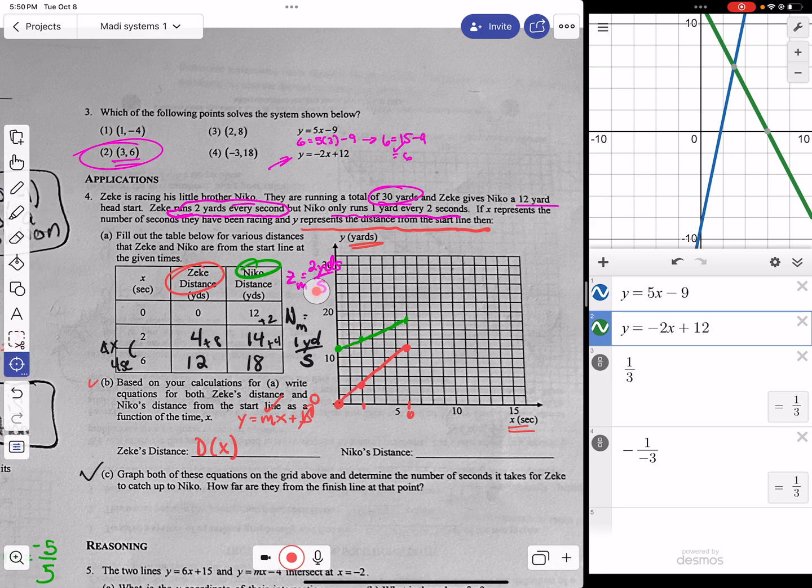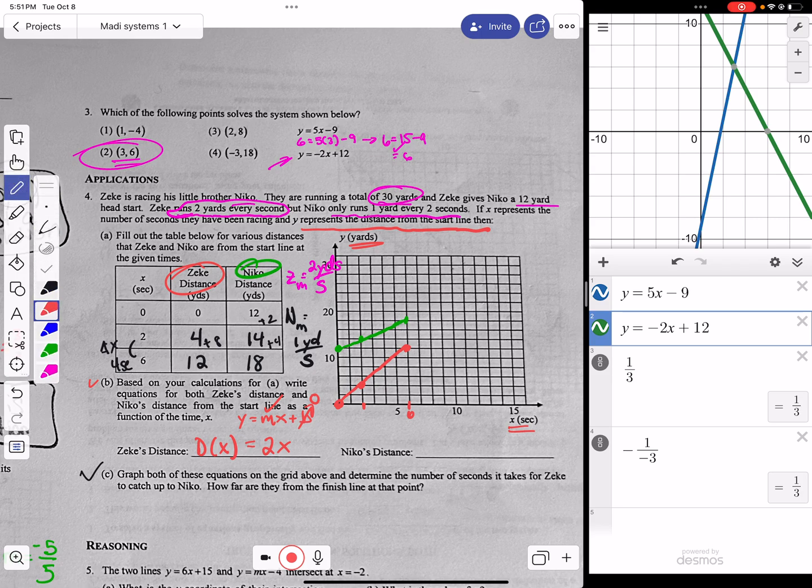And now I just need to know the slope for this thing. Well, the slope is actually this rate of change. He's covering up 2 over 1, up 2 over 1, up 2 over 1, up 2 over 1, up 2 over 1. That's the slope of that. That's this rate of change right here. So our slope would be 2, and then we'd have an x there. And so if x is 0, he covers 0. If x is 2, 2 times 2 is 4. We get the y value there. And if x is 6, 2 times 6 is 12. So now we have an equation for Zeke.